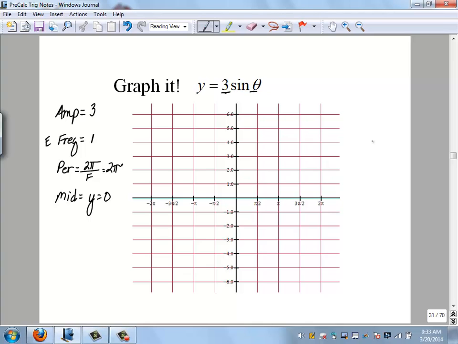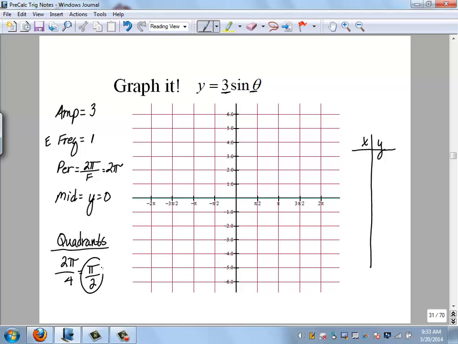Now, I'm going to kind of put a little table here. So when we go to graph these, okay, if you know the period, because there's 4 quadrants, we're always going to take our period and divide it by 4. So if I take my period, divide it by 4, I get pi over 2. And this is kind of what you count by. So we're going to start at 0, okay, and then we're going to count by pi over 2, 2 pi over 2, which is pi, 3 pi over 2, 4 pi over 2, or 2 pi, okay?